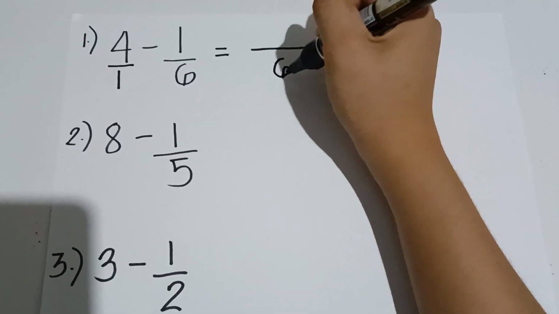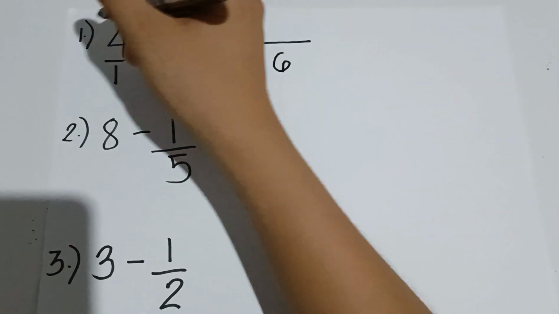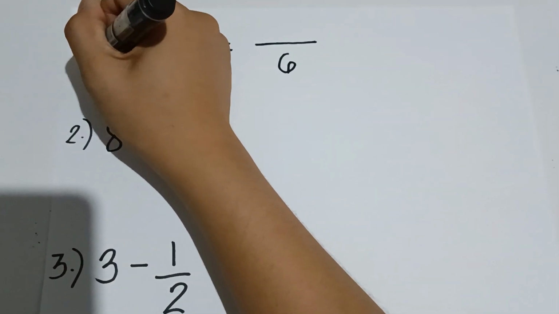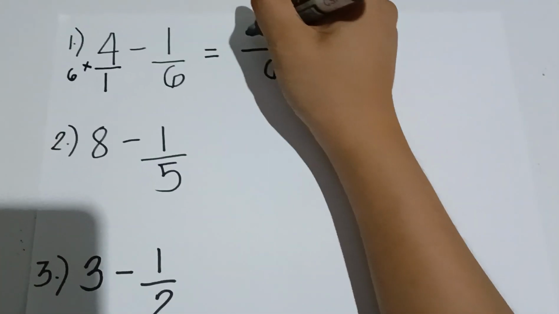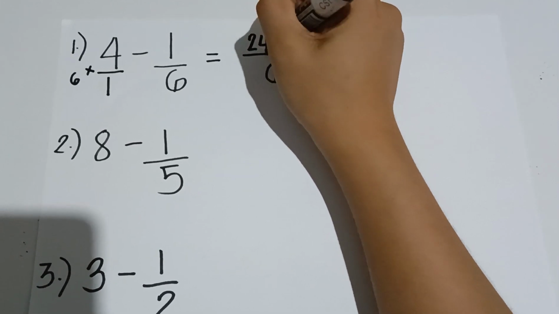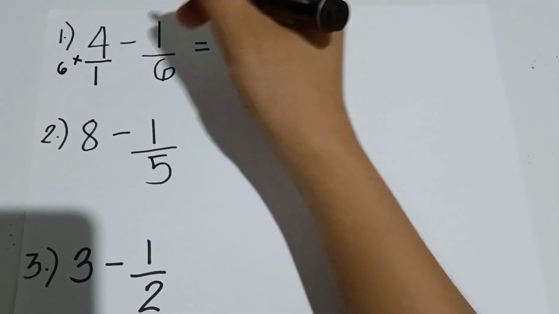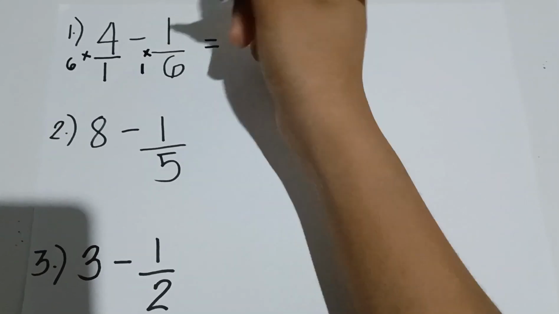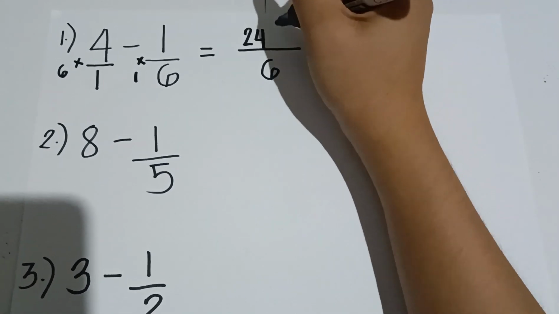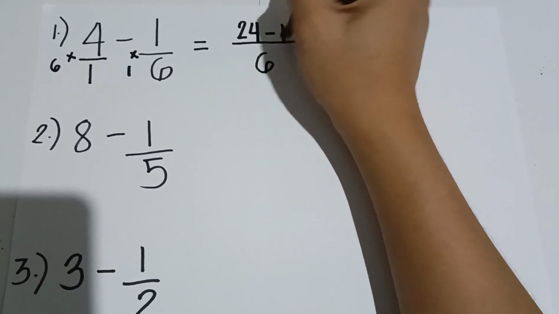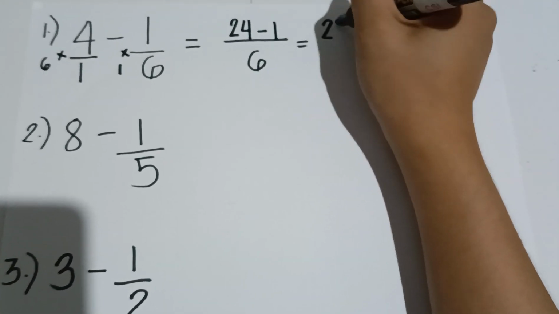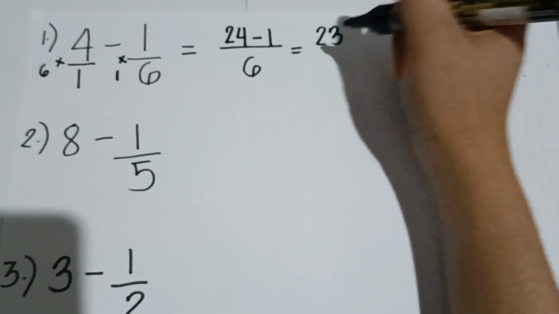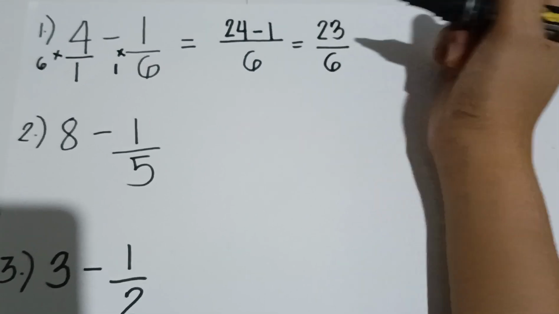We divide 6 by 1, which gives us 6. Then we multiply 6 to the numerator, which is 4. 6 times 4 gives us 24. Then 6 divided by 6 is equal to 1, times 1, minus 1. Simplifying it, 24 minus 1 is equal to 23. Then copy the denominator, which is 6.